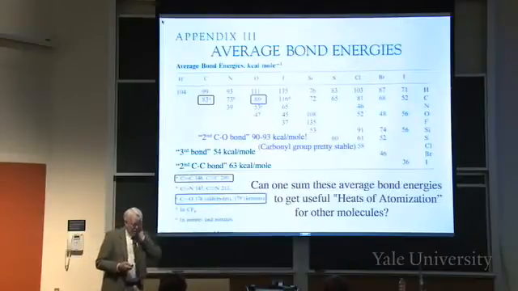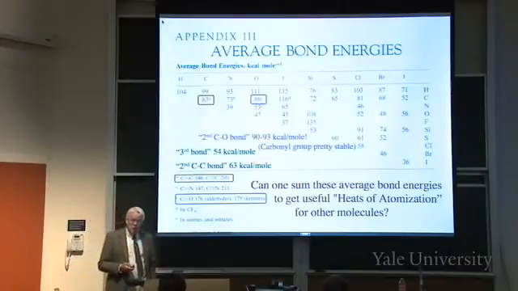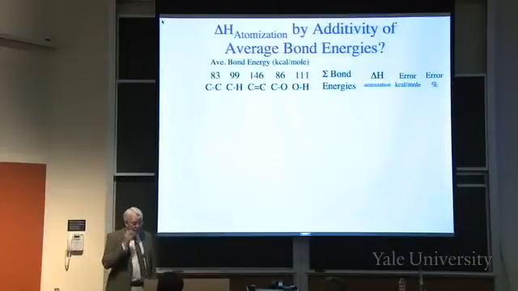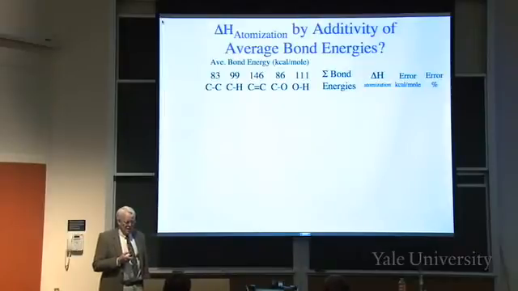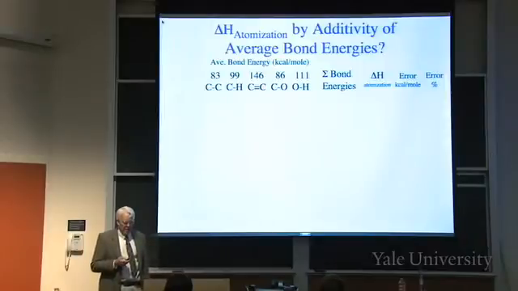Okay? So you have the question, can you sum up these average bond energies and get useful heats of atomization? So can you look at a structure and say how stable it's going to be? Okay, so let's try it. So here's heats of atomization by additivity of average bond energies. We have these average bond energies from the table. A CC single bond is 83, a CH is 99, C double bond C is 146, 86, 111, and so on. And we're going to sum them all up to give the heat of atomization and compare it with the actual heat of atomization.